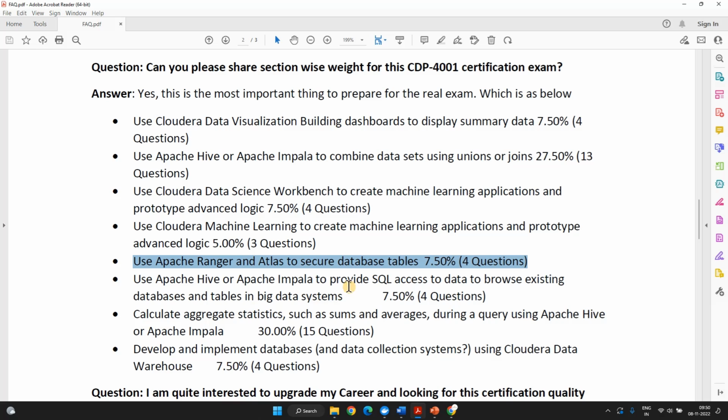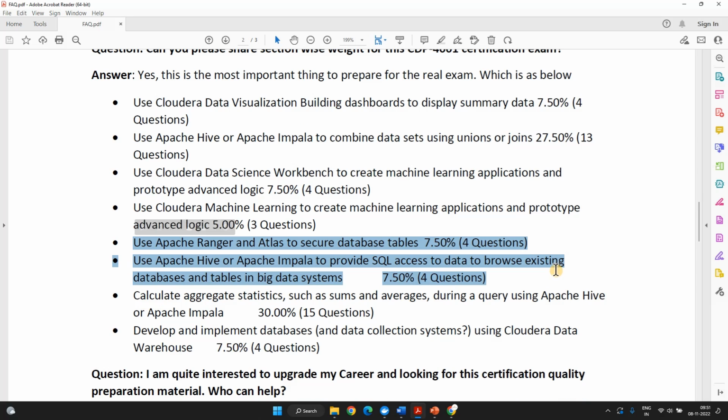Then moving to the next section: using Apache Hive and Apache Impala. Again, the same tools, like we have seen here. The 13 questions were already covered here. Now, to provide SQL access to data, to browse existing databases and tables, this is again about grants, how you provide access in the databases. That is what you need to know. And I would say this is again a relatively easier section to attempt. So these are the 4 questions. You should not have a single wrong answer on this section to pass this exam.